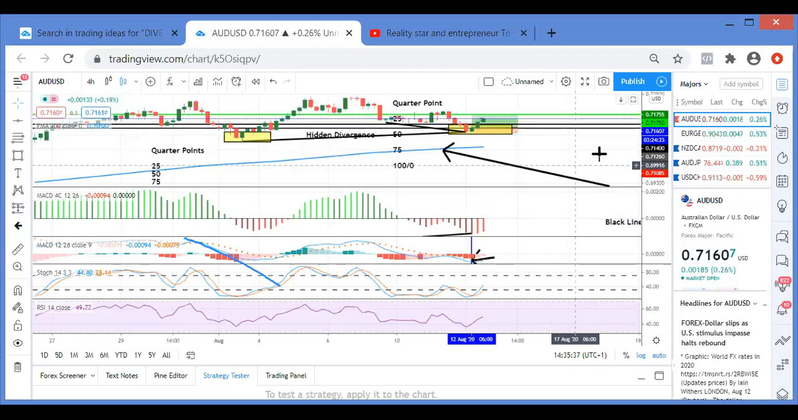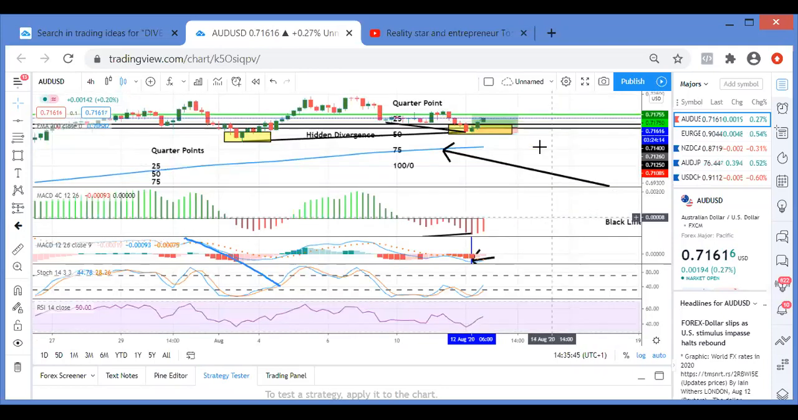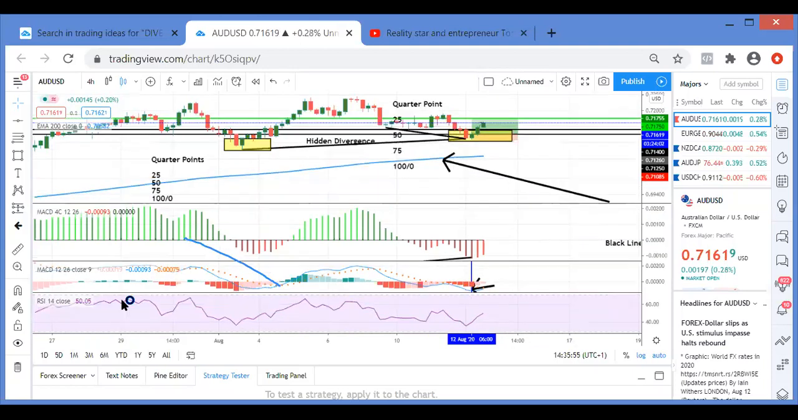Guys, that's literally how I trade. There's no secret indicators or nothing like that. Look, I use MACD, I use two MACDs. This stochastic and RSI is just there for show. I can delete it. I didn't even use it. You can use it, but it's not really necessary.